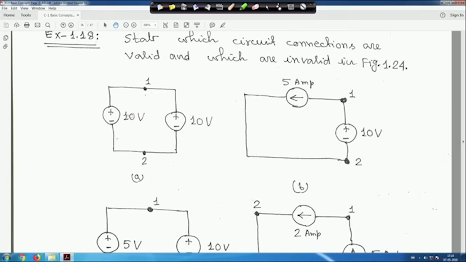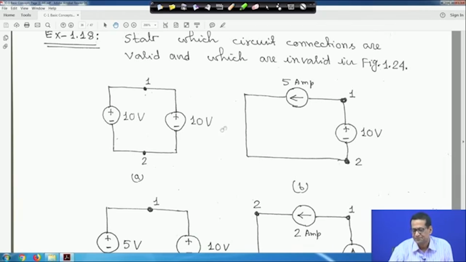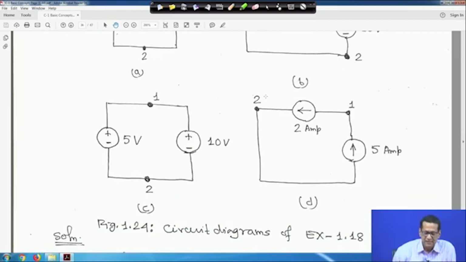These two are valid connections, because across any terminal you can only connect equal voltage sources. If there is a difference, then that is an invalid connection, that is not possible. And any current source with a voltage source is also a valid connection. Now, this one across terminal 1 2 is 5 volt and it is 10 volt, the two cannot be different, it has to be the same, because they are connected across the same terminal. So, this is an invalid connection.